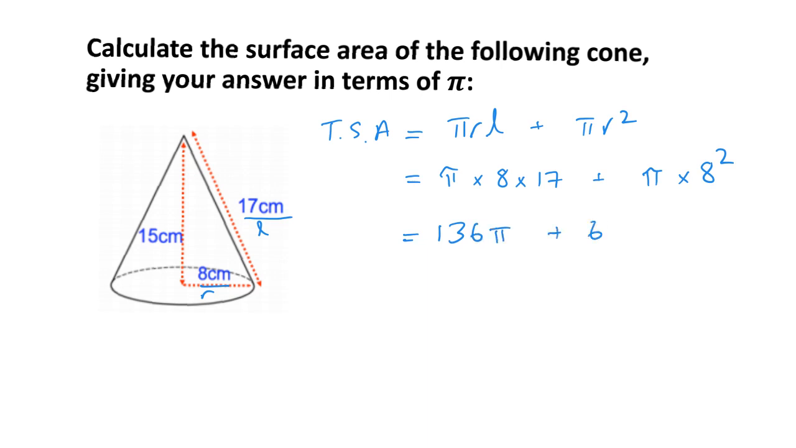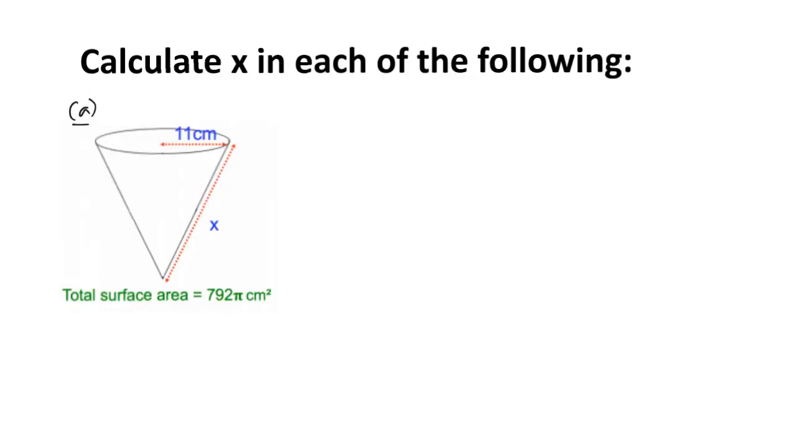And 8 squared then is 64. So add those together, we get 200 pi. It tells us to leave it in terms of pi, so we'll stop there. But remember, we still need units. So our lengths are all in centimeters, so our area is centimeters squared.